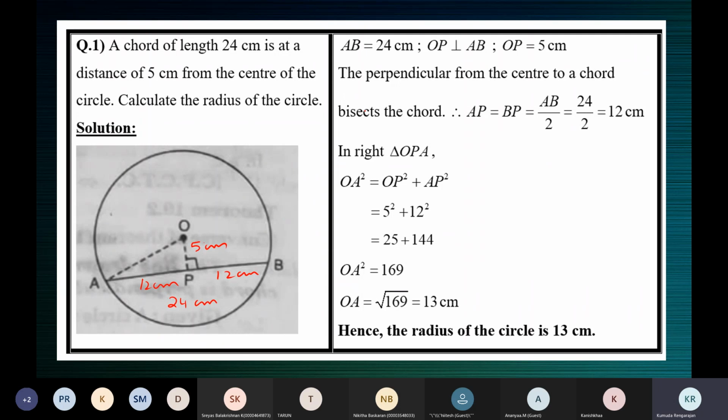So what's the diameter of the circle? For the same question, if they ask you to calculate the diameter of the circle, you first find the radius and double it to get the diameter. You should find the radius OA and double it to get the diameter, 26 centimeters.